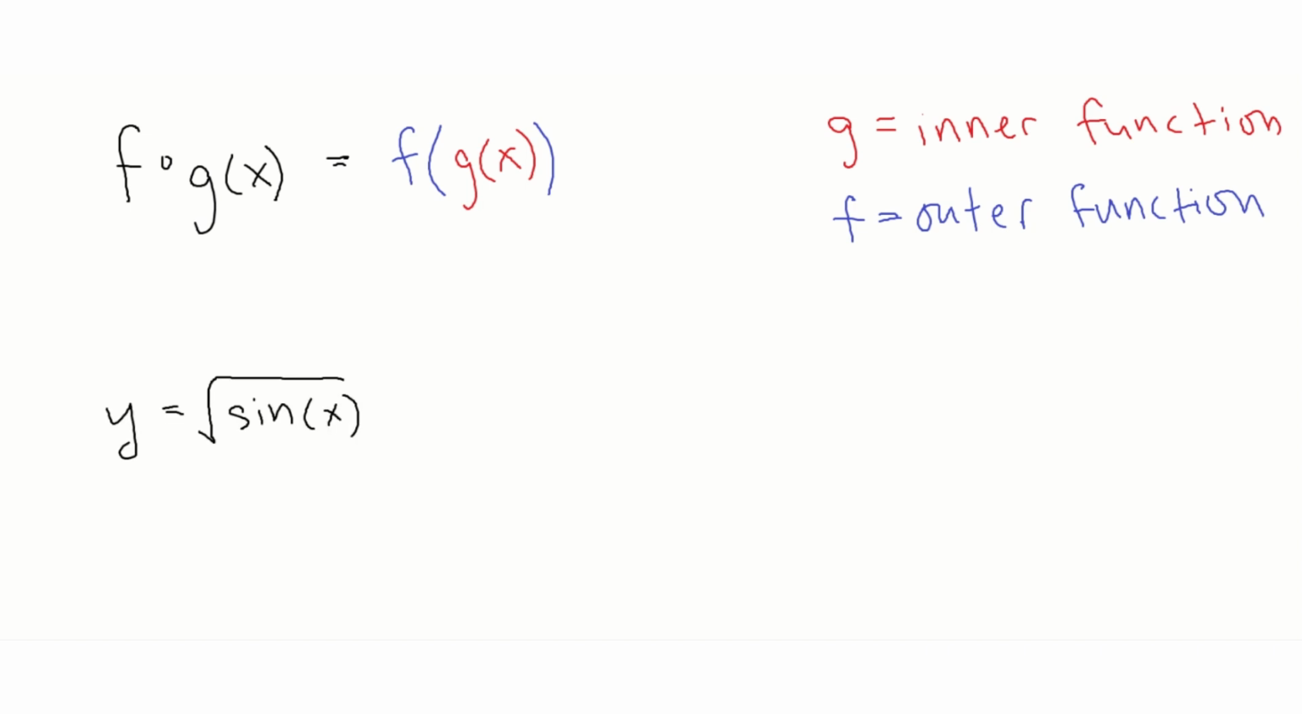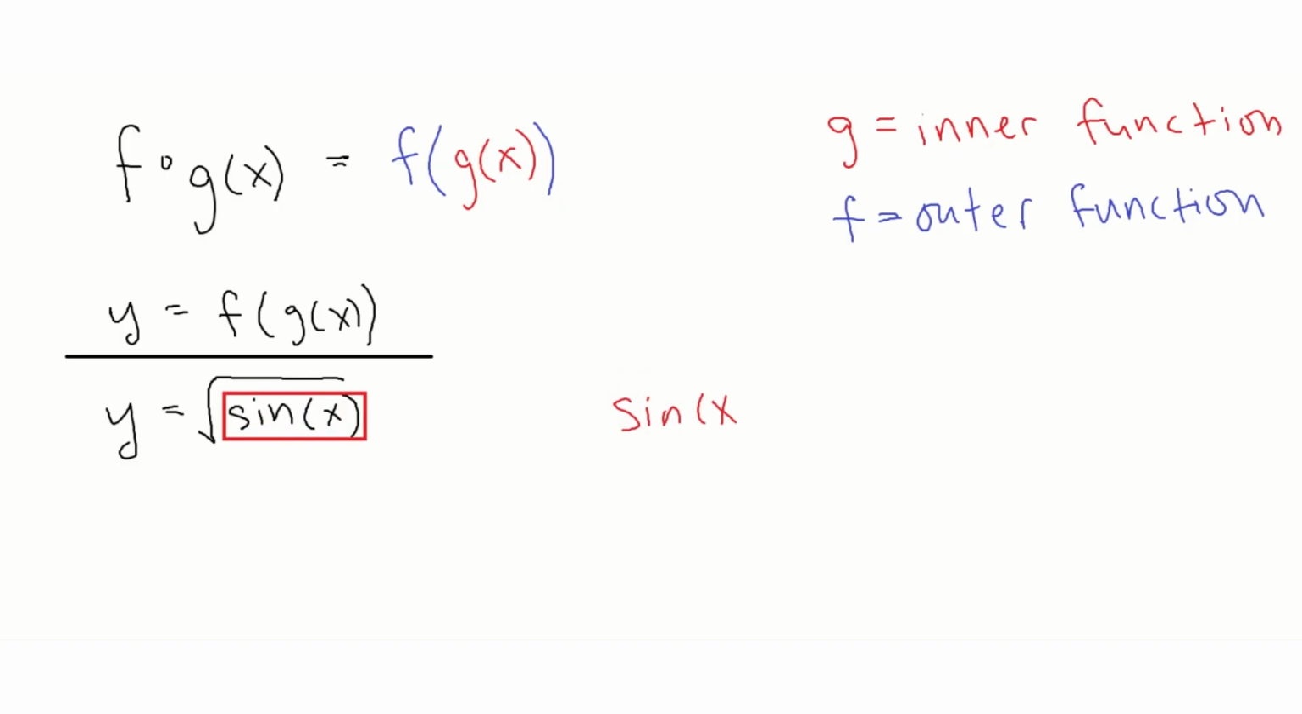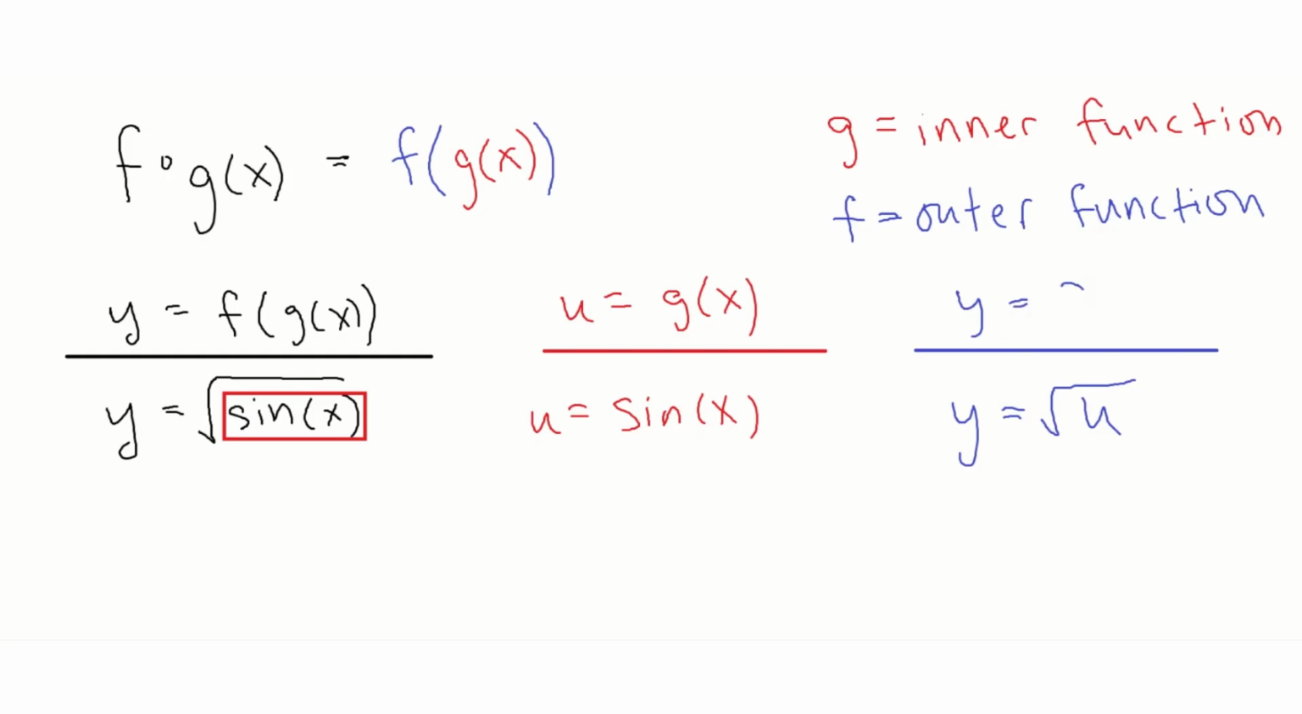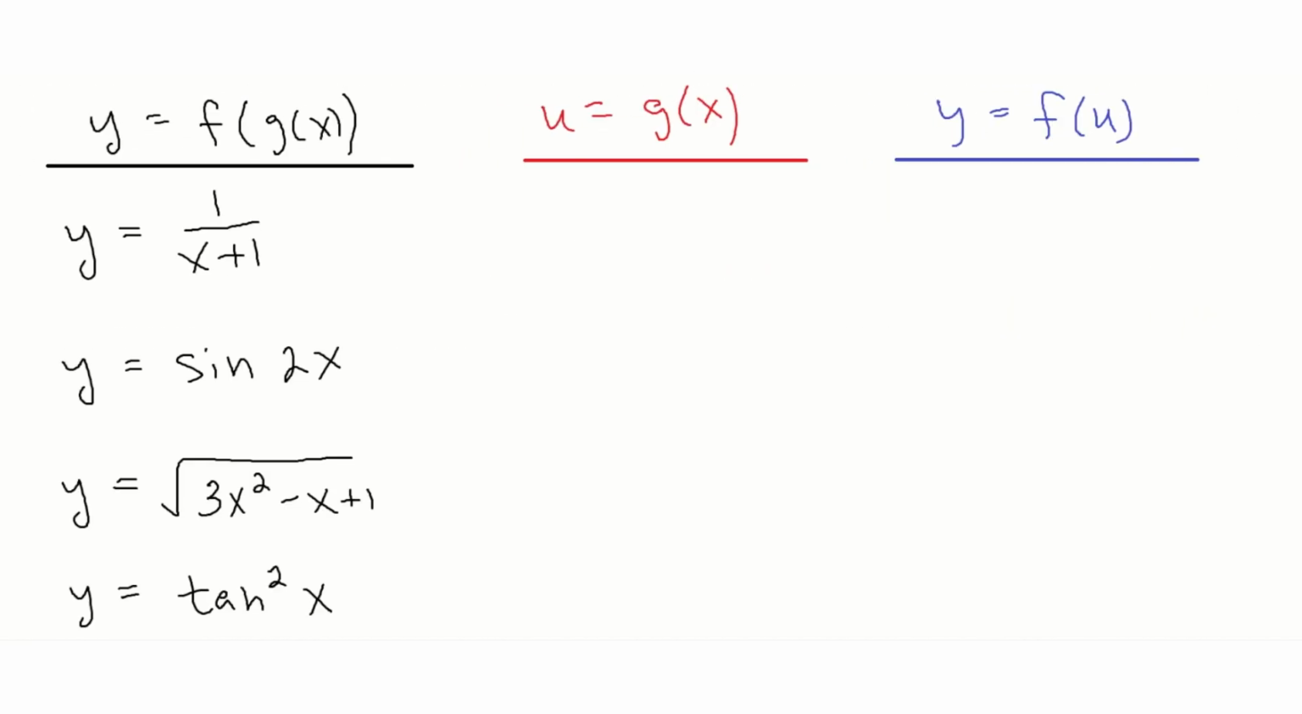Consider the following function. We can write the square root of sine of x as the composition of two functions. Sine of x is the inner function, which I'll label u. The square root function is the outer function. Pause the video and identify the inner and outer functions for the following.